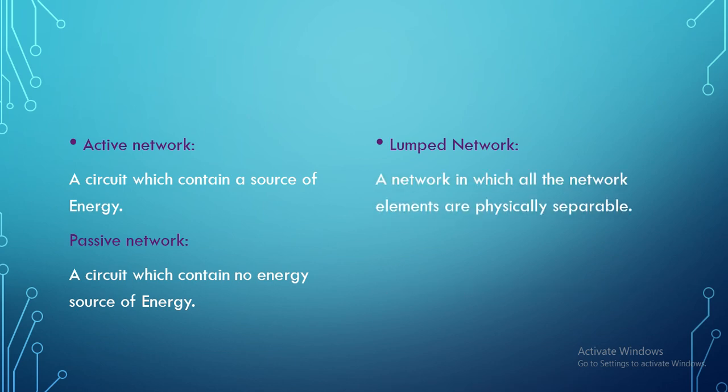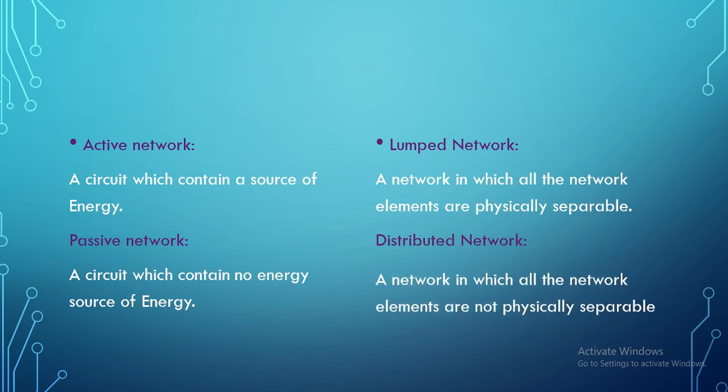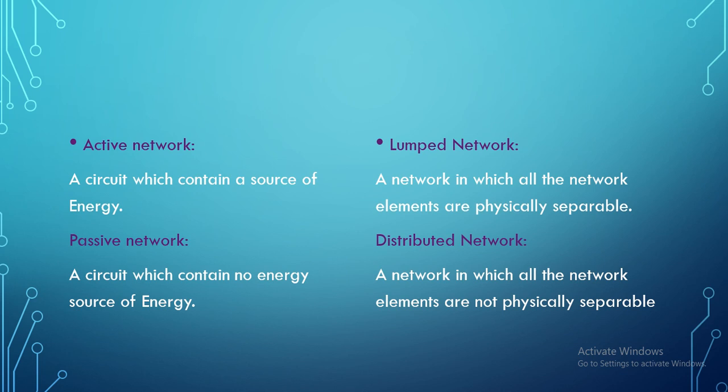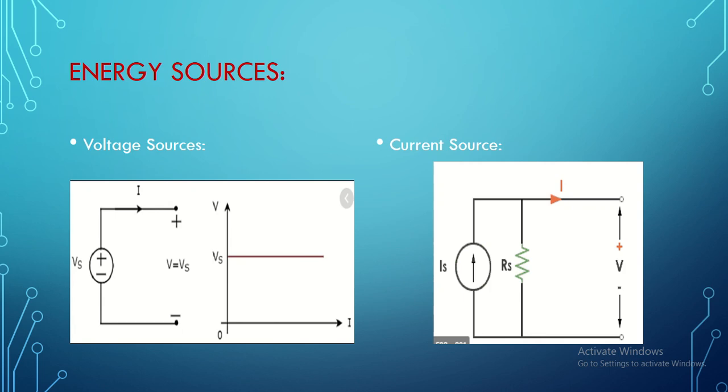Next, lumped network. A network in which all the network elements are physically separable is known as the lumped network. Most of the electrical networks are lumped networks. Next one, distributed network. A network in which the circuit elements like resistor, inductor, etc. cannot be physically separable for analysis purposes is called a distributed network. For example, a transmission line, where resistance, inductance and capacitance are distributed all along its path, cannot be shown as a separate element anywhere in the circuit.